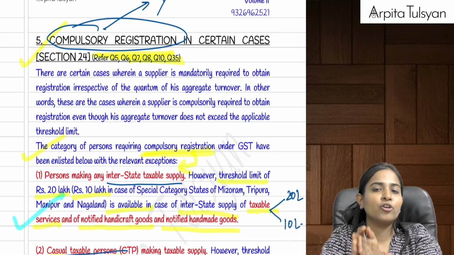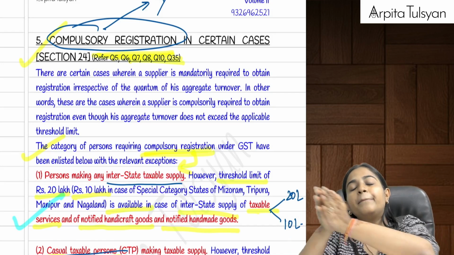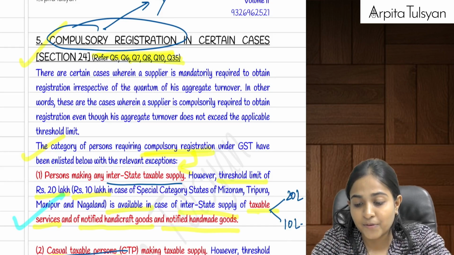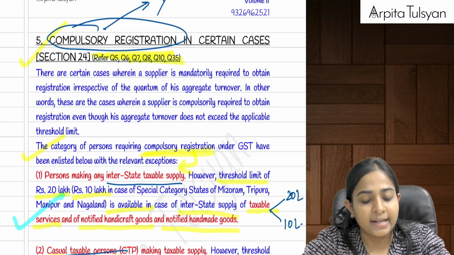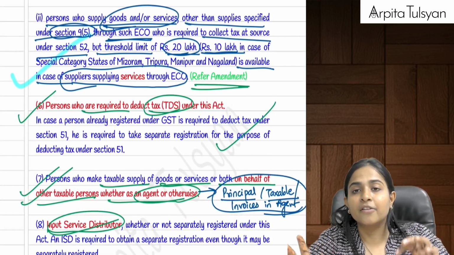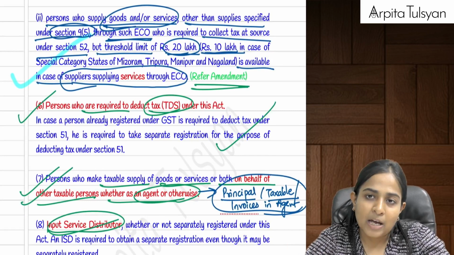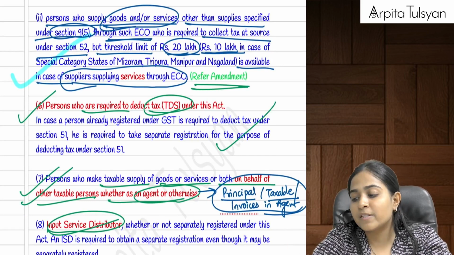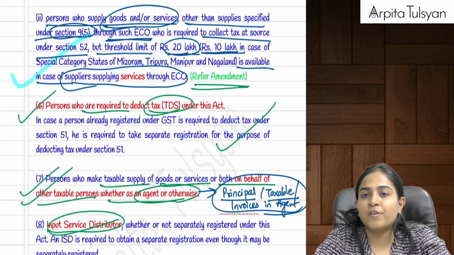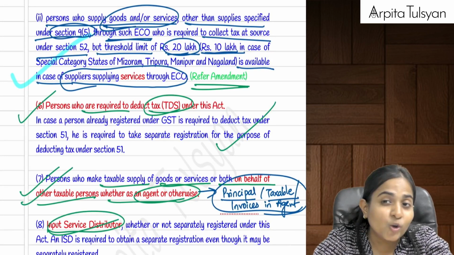Means up to the threshold limit, no compulsory registration. Beyond the threshold limit, compulsory registration was applicable, but this relief was provided only for the purpose of services. Now they have come up with the amendment because there was some biasness done with persons who were just providing goods through ECO.